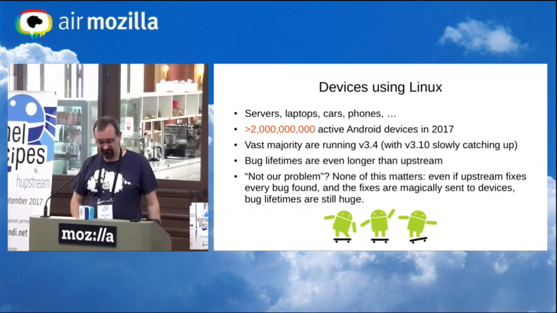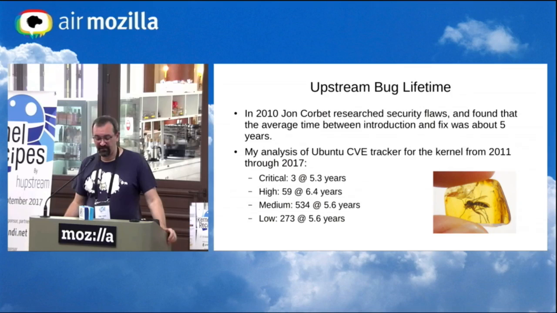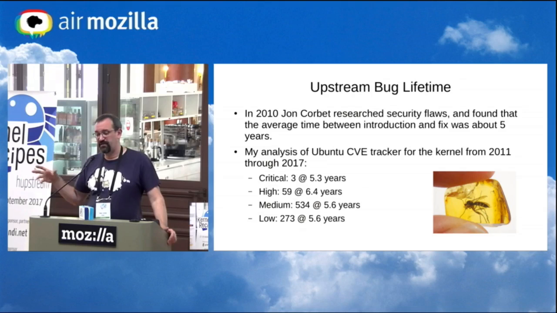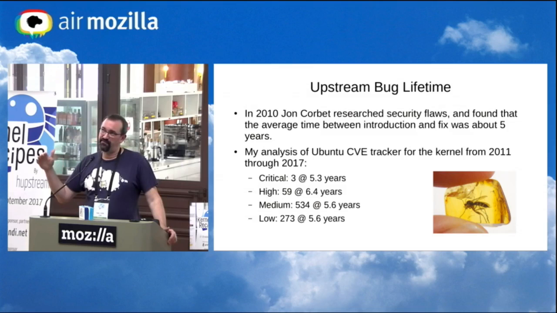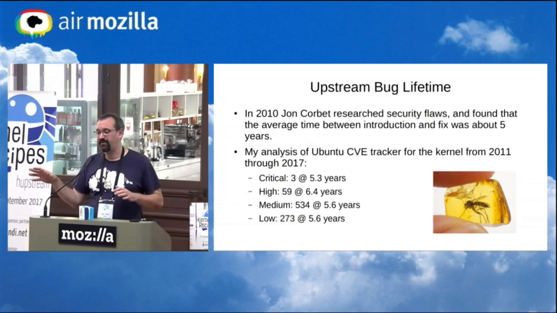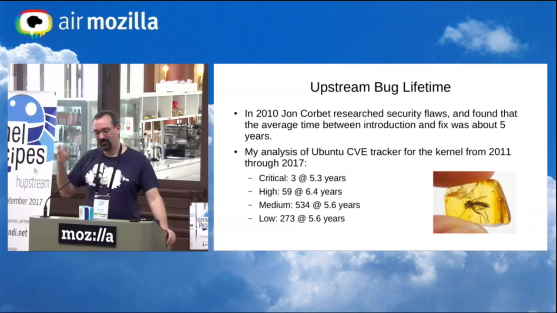And when I talk about upstream bug lifetime, I can get into some statistics. Jon Corbet looked at this in 2010 and tracked down a bunch of known flaws to figure out when they were introduced and when they got fixed, and came up with an average of about 5 years. I've been doing this for a couple of years now with the Ubuntu CVE tracker, which also has when a flaw was introduced and when it was fixed. My average is starting to creep up above 5 years now. Most of this is because a lot of this research stops at the beginning of Git history, and that's more than 5 years ago. So this is slowly growing.